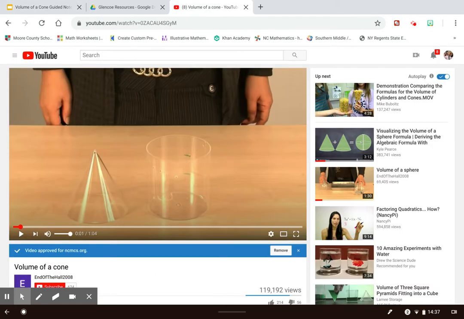Before starting this lesson, I hope all of you watch the quick 1-minute video called "A Volume of a Cone" to see the relationship of a cone to a cylinder, and that will help you to understand where we derive our formula for finding the volume of a cone that we're going to be using today.